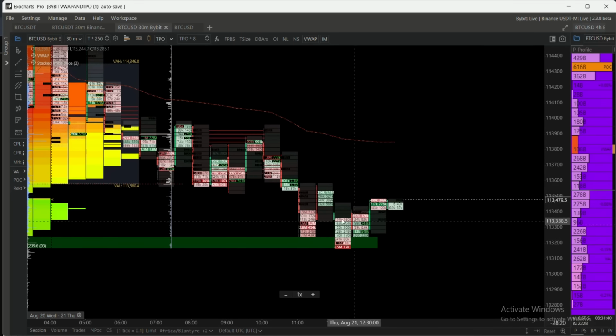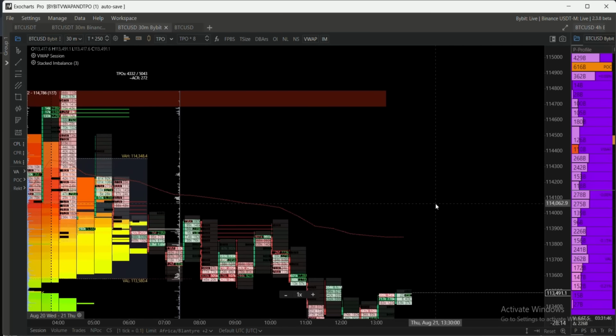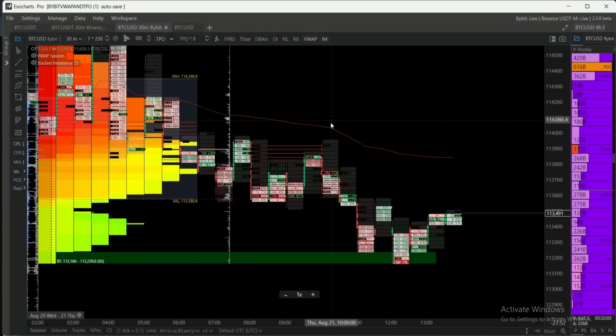So that's a good validation for a long entry, and your target is going to be the VWAP, and the next target will be the value area high, which is sitting at 114.348, and these imbalances here and this target here are 114. And if it does get above this target, you take profit and put your stop loss to the entry position.